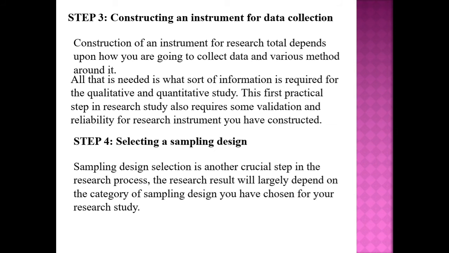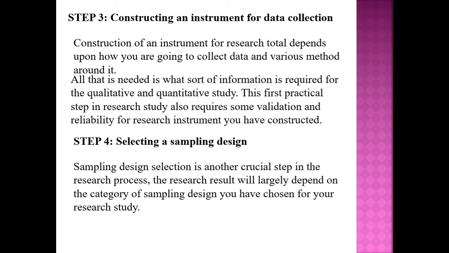or otherwise the questionnaire or the collection of data, various different methods. All that is needed is what sort of information is required for the qualitative and quantitative study. The first practical step in a research study also requires some validation and reliability for the research instrument you have constructed, right? And step 4 is selecting a sampling design. That's also important. Sampling design selection is another crucial step in the research process.